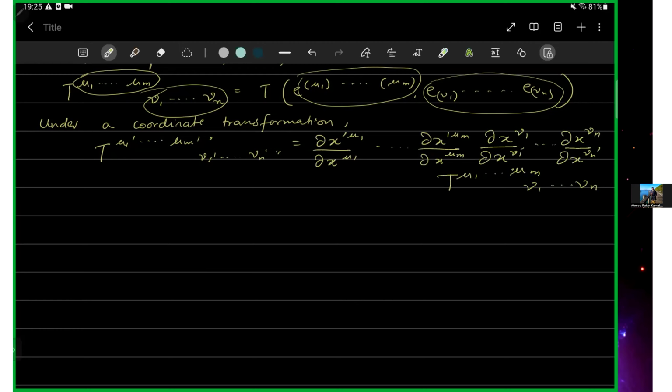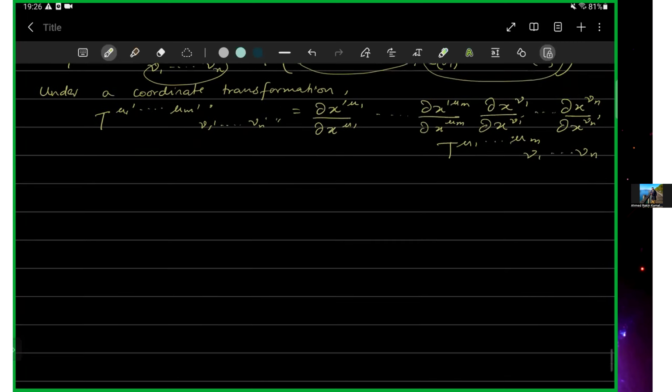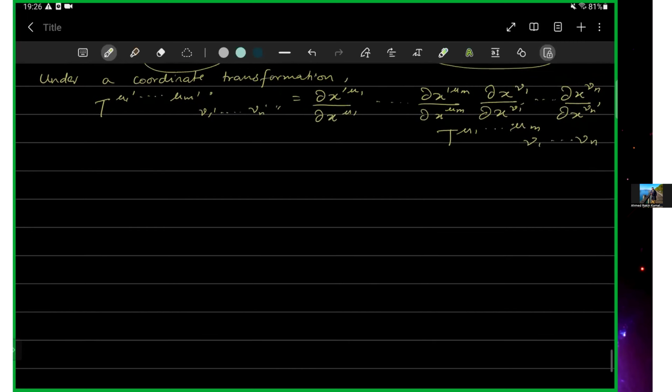Okay. And this is pretty straightforward. And you would see, in fact, that this would be invariant under coordinate transformation in the same way as we have invariance for vectors and covectors.